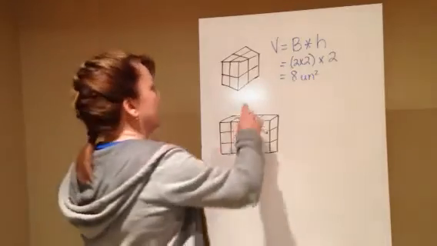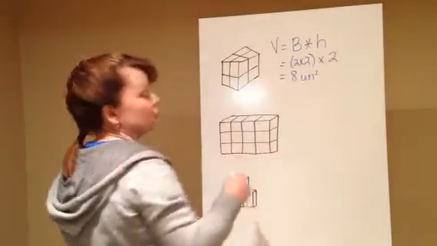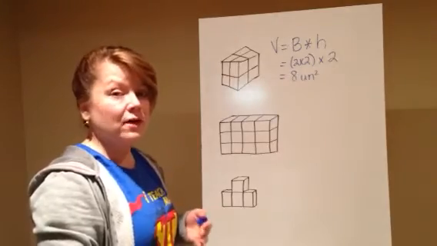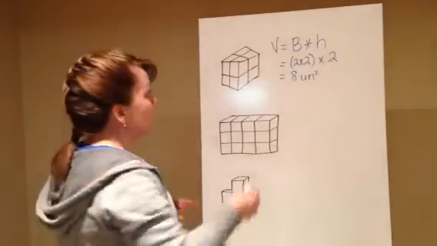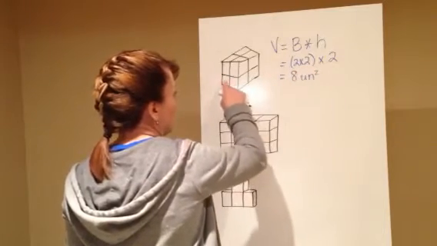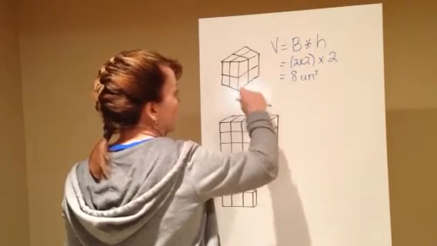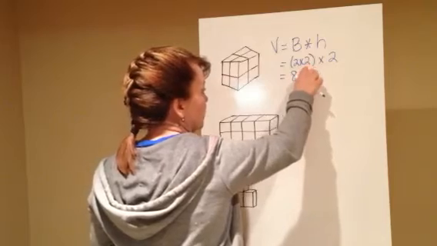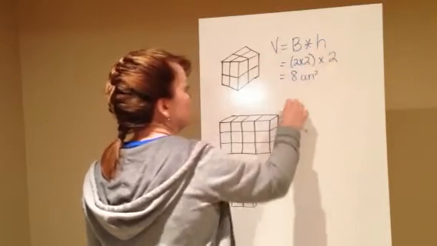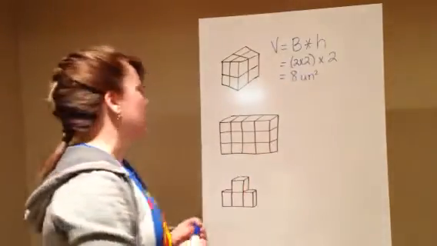Okay, so again, I looked at my base, which in this instance does form a rectangle, so I can use length times width. That's where I get the 2 times the 2. There's 2 wide, 2 long. Multiplied those together, got 4, and it's 2 tall, which is my height. So that's how I get 8 for that one.